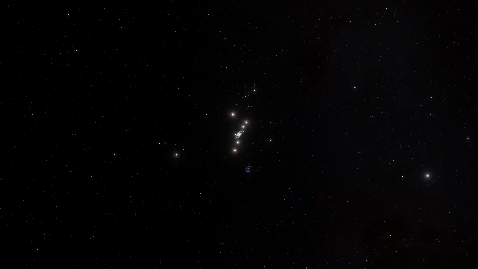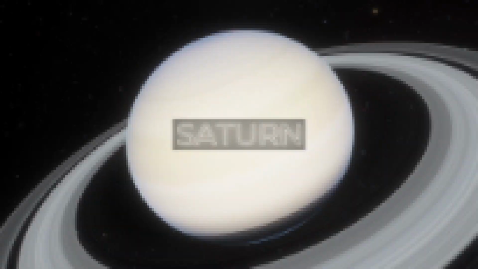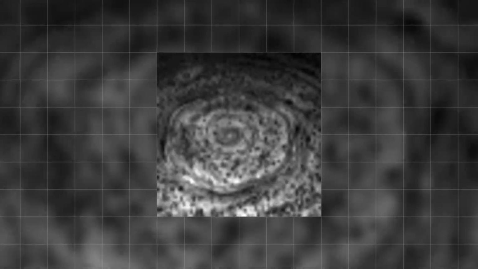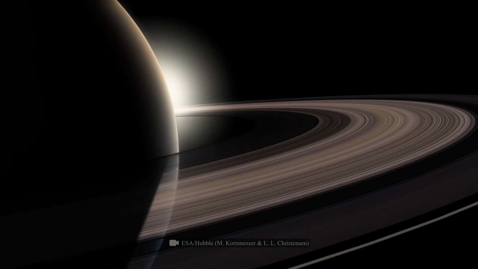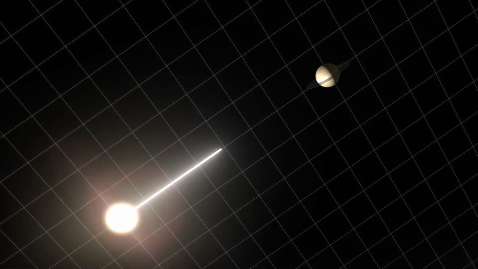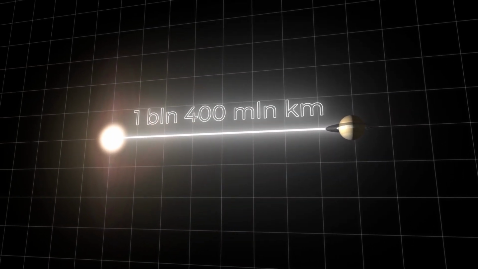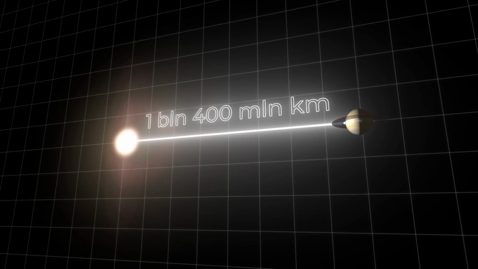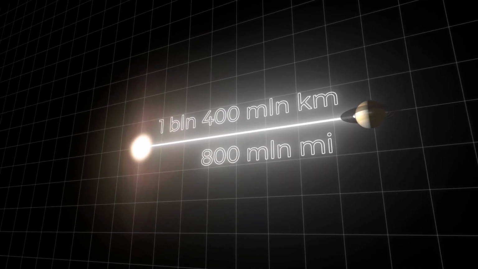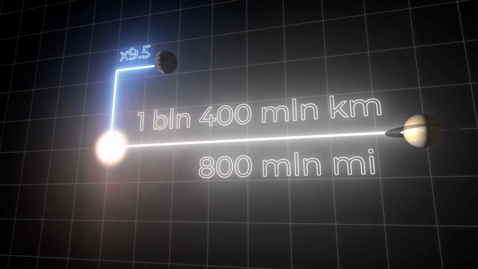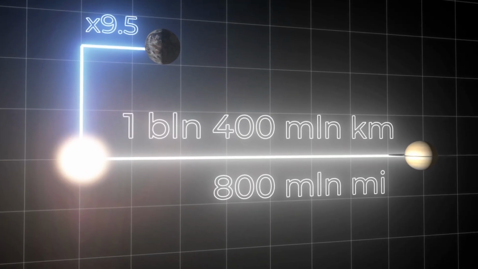Now, let's try hovering in the sky above Saturn. It won't be easy due to the strong winds, but let's use our imagination. On average, Saturn is located at a distance of 1,400 million kilometers. That's about 800 million miles from the sun, which is 9.5 times larger than the distance between the sun and the Earth. It's not surprising that it's quite cool here.